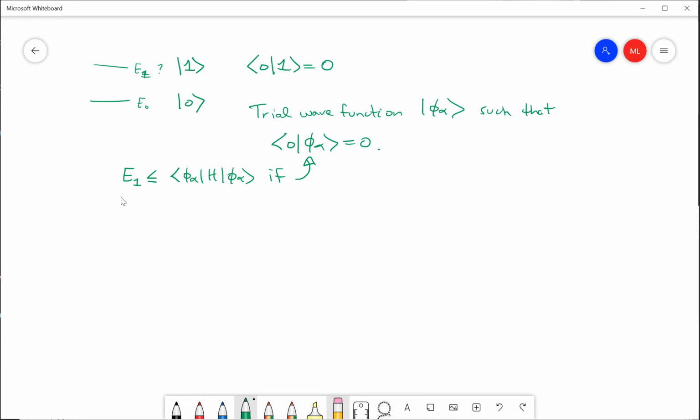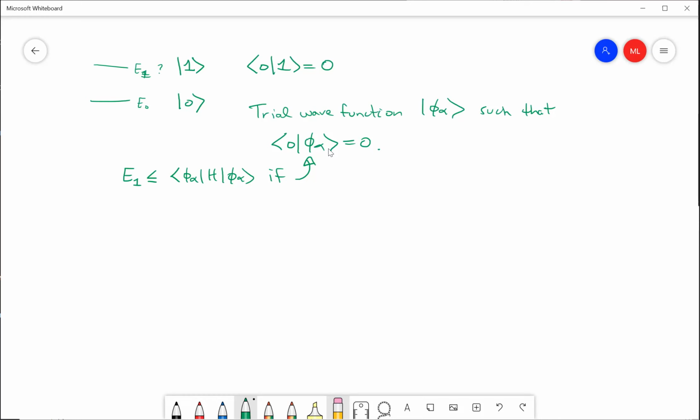And sometimes you don't know how to do that. You don't know how to construct one because you don't know what the ground state is, right? But you can often use symmetries to do it. For instance, you might know that the ground state is an even function. So then for your trial wave function, you just make sure that you pick an odd function because the inner product between an even and odd function is just going to be 0. So you can do it based on some symmetry.